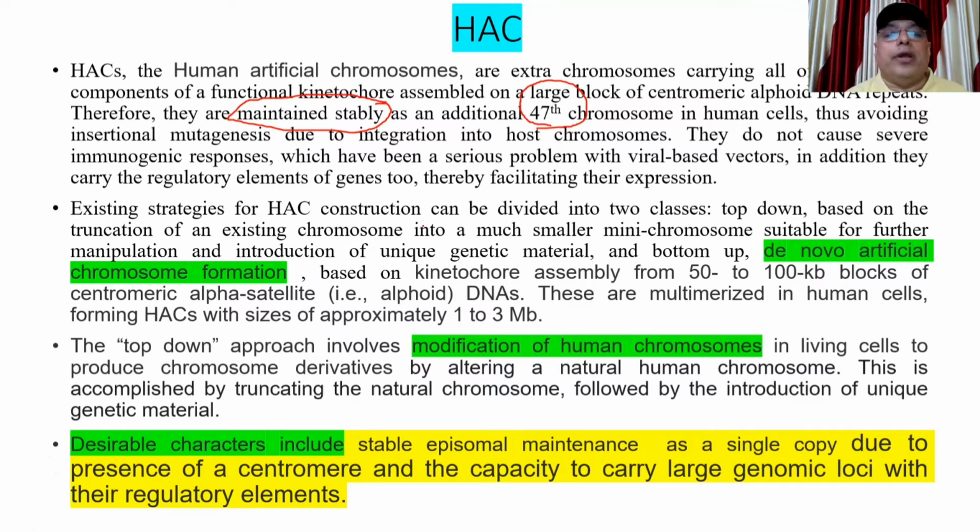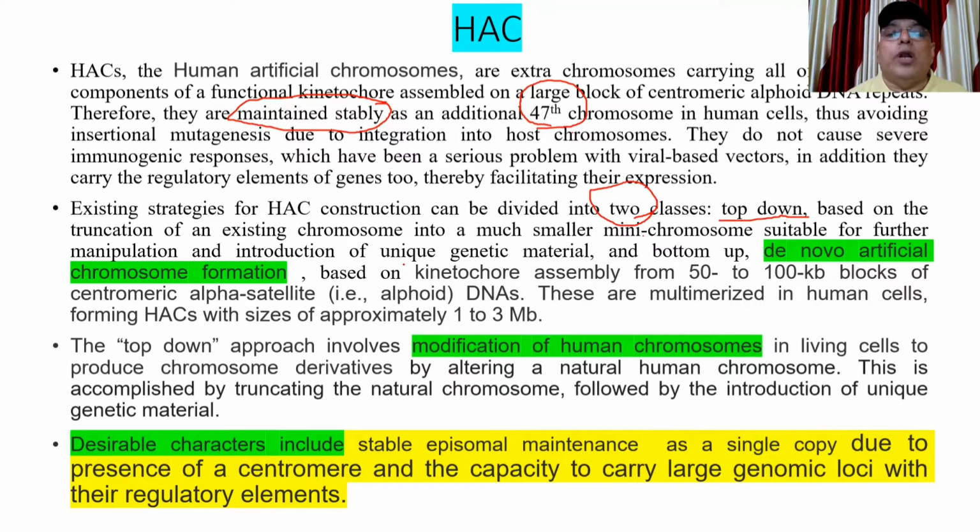So human artificial chromosomes can be produced in two ways. They can be produced by manipulating the pre-existing chromosomes, or they can be produced de novo, that is, all anew. So the existing strategies for human artificial chromosomes can be divided into two classes: the top-down approach and the bottom-up approach.